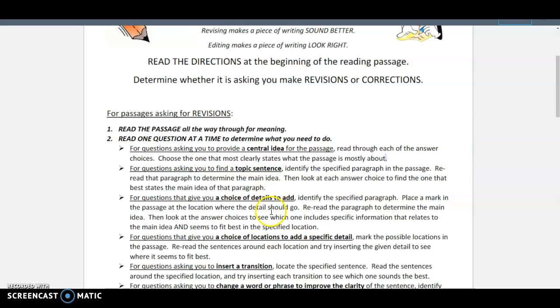For the questions that look at details and you're trying to pick between the options, you're going to go to the paragraph that it says to go look at. Make a mark in the passage where the detail is supposed to go. Reread the paragraph to figure out the main idea, and look at the answer choices to see which one has specific info that relates to the main idea and fits in that spot.